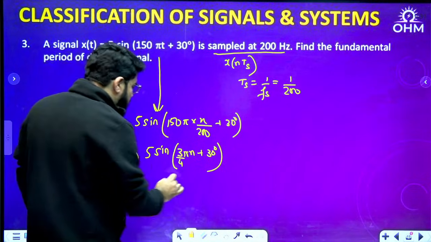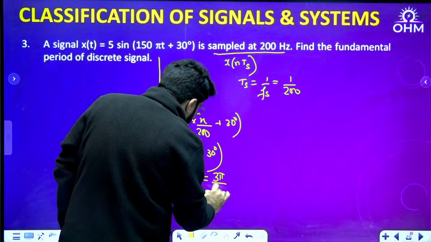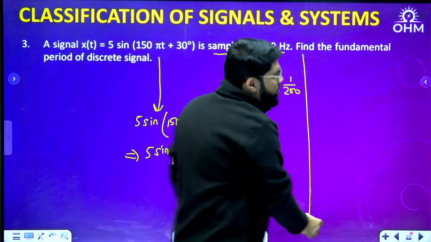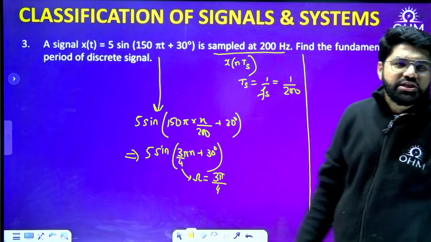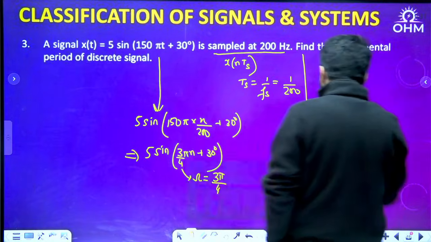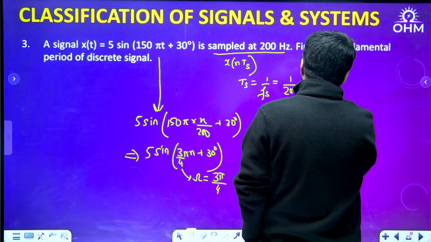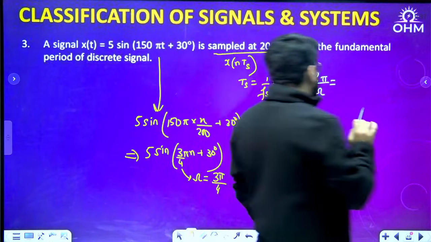Now you see what the omega is. Omega is 3 pi by 4. But one precaution I have told you: a DT sinusoid may not always be periodic. Shalem has some answer, that is 8. This is a NAT question. Now you see here, what is the 2 pi by omega for this particular question?